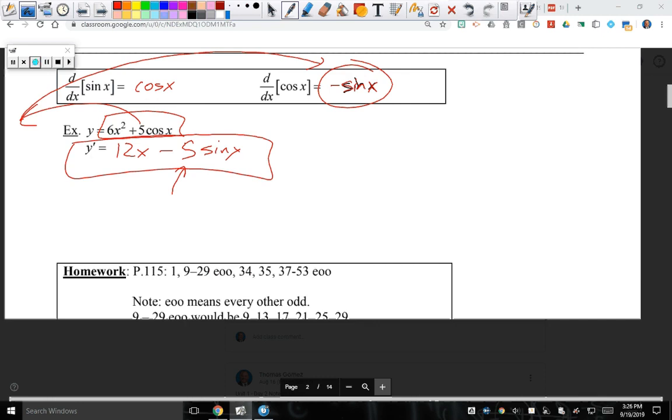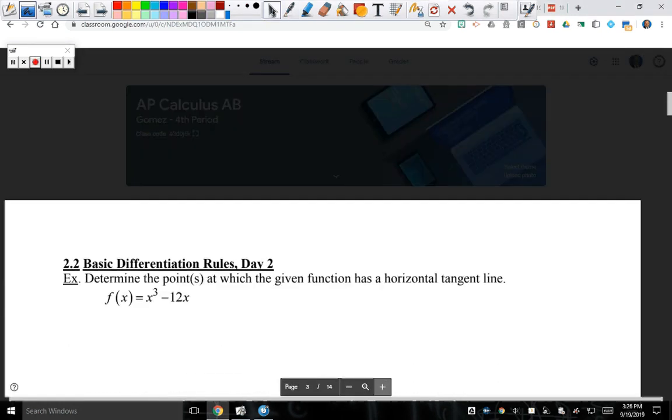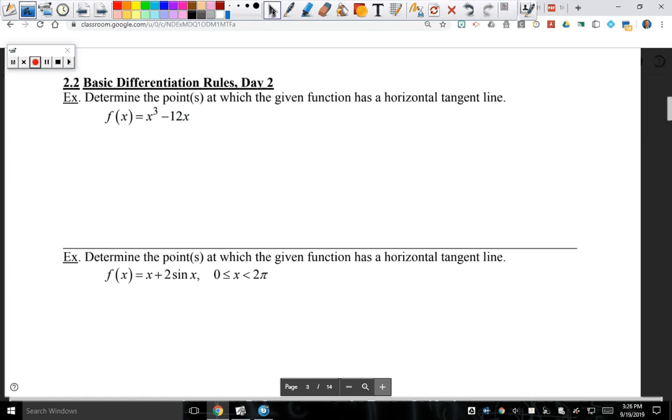Yes? Why is cosine positive but sine is negative? Let me record that video separately, and then I'll show you. Because I just felt like some people were getting it, some people weren't, and I just didn't want to keep going with it at the time. I want to go still to the conceptual application of what we're doing with these derivatives. Okay, here we go. So what I'm going to do is, you tell me, determine the points, there's that important word again, at which the given function has a horizontal tangent line.